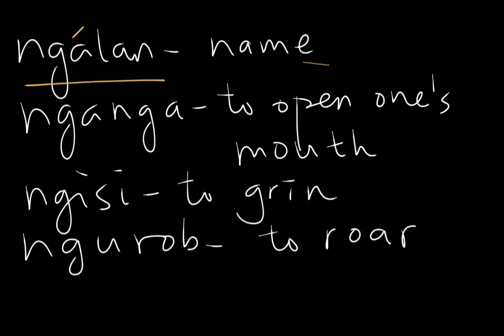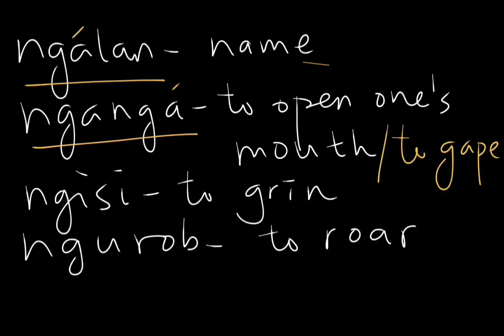Ngalan. The next one we have here is nga. Nga, meaning to open one's mouth or to gape. I'm just going to write it here, to gape. So nga is also a combination of the consonant nga and the vowel a. Nga. I think this is the best way to practice the consonant nga with nga.